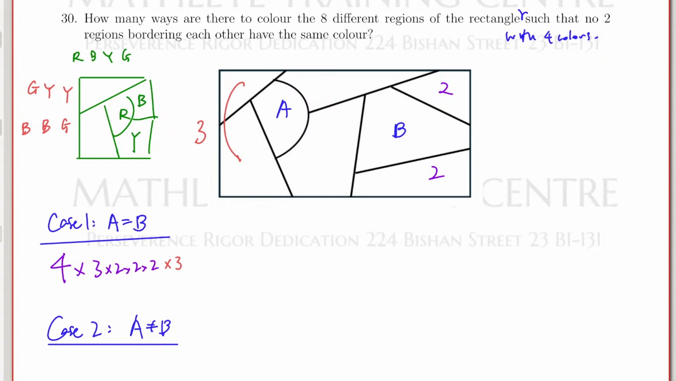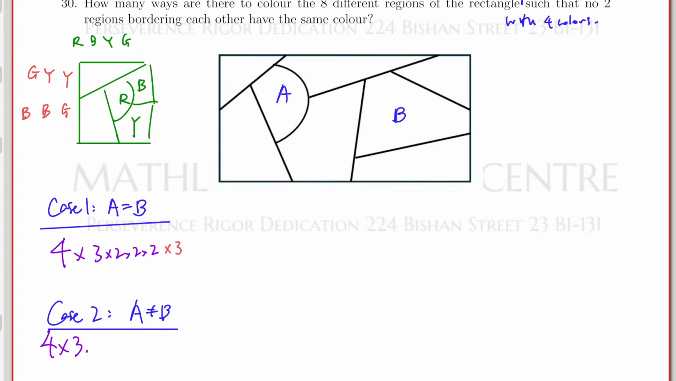Where A is not equal to B, the numbers are a little different. You start with 4 choices for A and 3 choices for B. Then you're left with 2 choices for this one because it must be different from both A and B. You're left with 2 choices for this, and 1 choice for this one because it must be different from A, B, and the one on top. Then there are 2 choices for this, and 2 choices for this. So far it's 4 times 3 times 2 times 2 times 2. And on the left side the same thing happens: there are 3 ways here, so it's times 3.